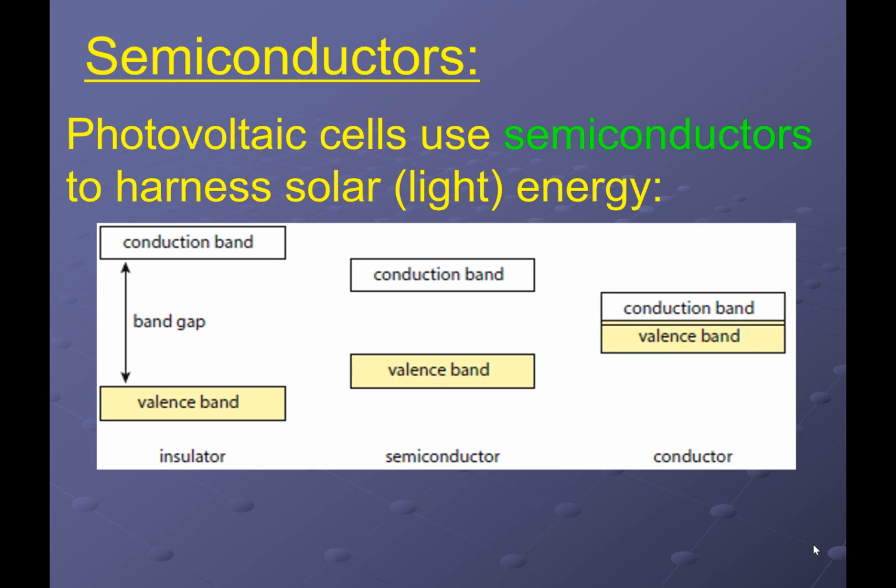Semiconductors here, we're specifically looking at our metalloid section. They have part of the properties of metals, part of the properties of non-metals. Specifically, we're going to look at silicon, and at things that we can treat silicon with to make it even more conductive than it actually is.